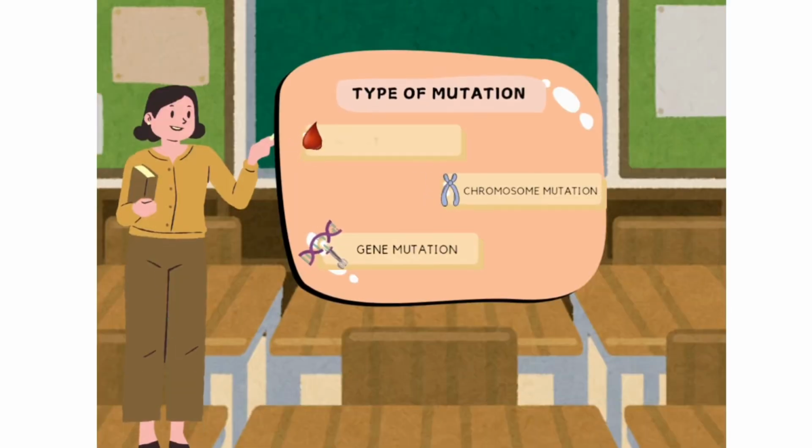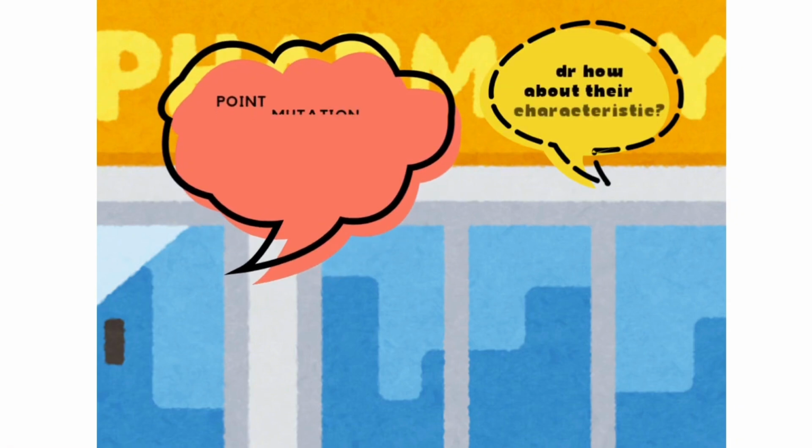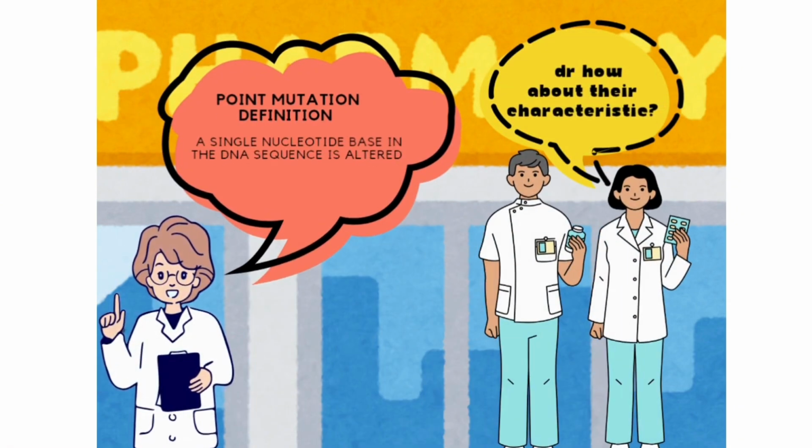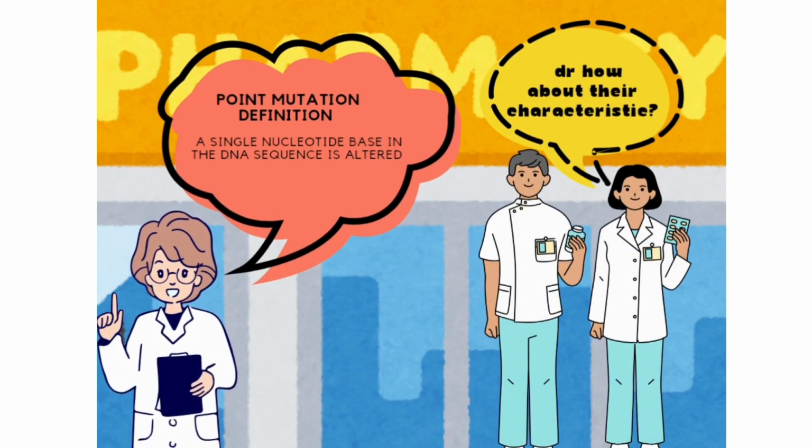In this part, we are going to look at the types of gene mutation. The first type is point mutation, second chromosome mutation, and third gene mutation. What is point mutation? Point mutation is when a single nucleotide base in the DNA sequence is altered or changed.